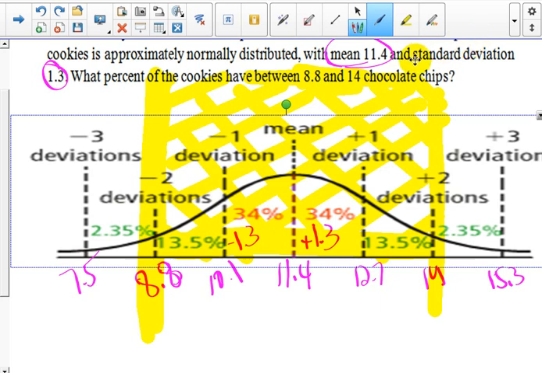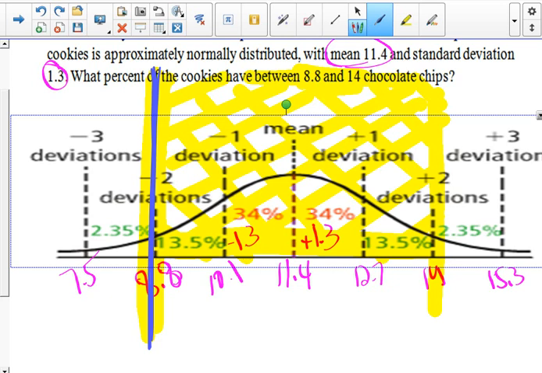They sold 200 chocolate chip cookies. How many of the cookies had less than 8.8 chocolate chips? So you have to look at the 8.8. Here it is. We're using the same chart. That's what it said: the bakery described in exercise 10, so the one we just worked, sold 200 chocolate chip cookies. How many had less than 8.8 chocolate chips?